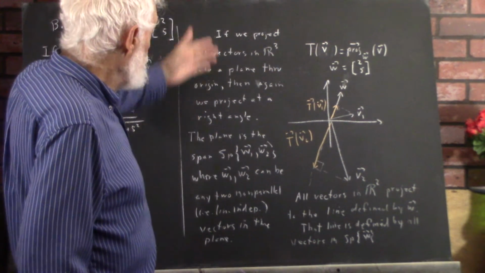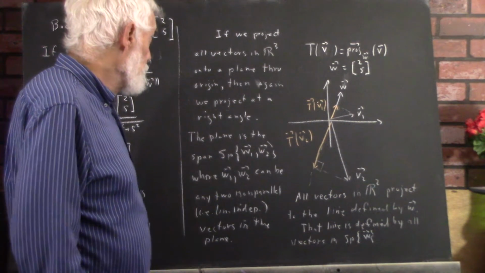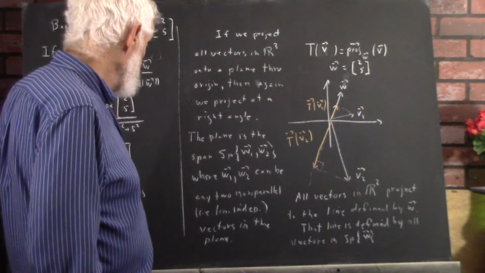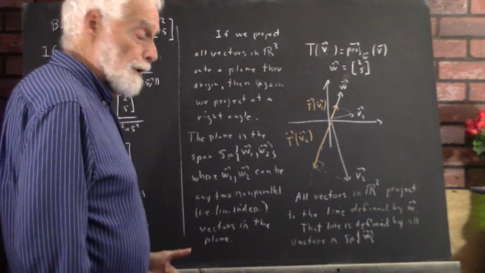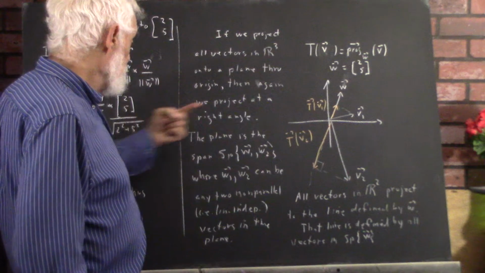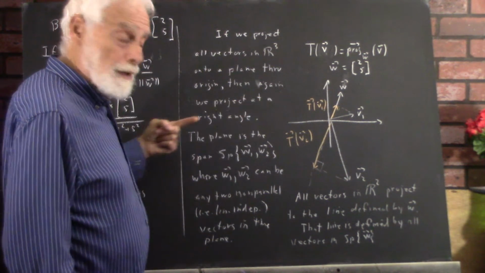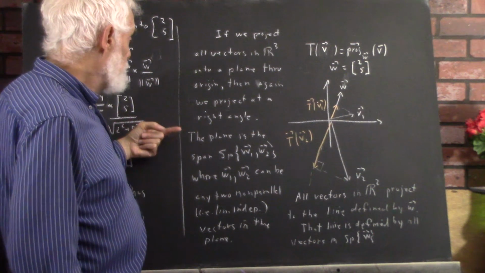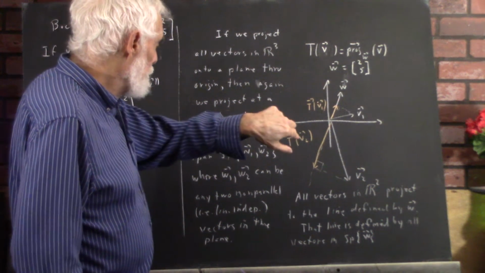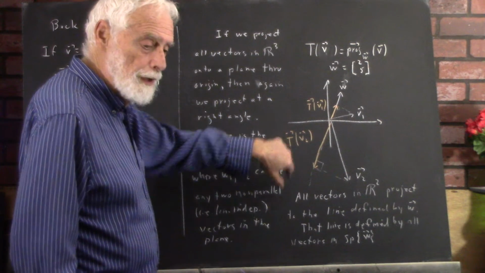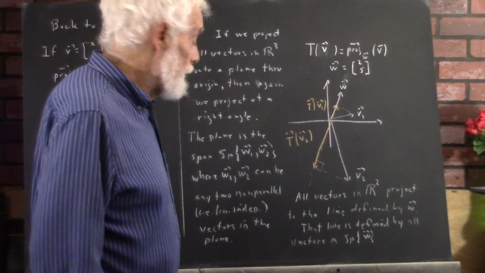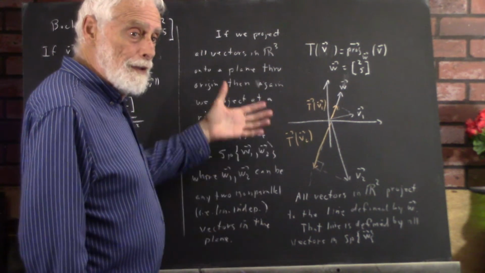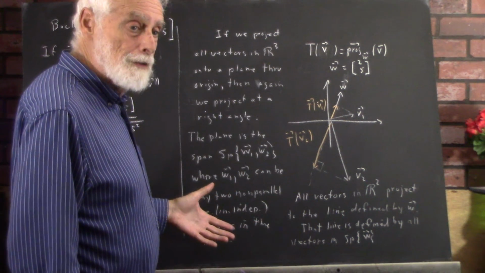If we were to project all vectors in R3 onto a plane through the origin, then again, we would be projecting onto that plane at a right angle. Okay, if this board is a plane through the origin, and I have a vector in this direction, how do I project it? Well, if the origin is here and the tip of the vector is here, I bring the tip of that vector back to the blackboard at a right angle, and that'll be at a right angle with respect to any vector in the basis of this subspace.